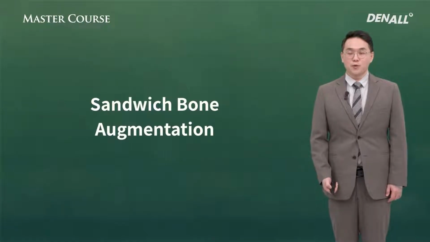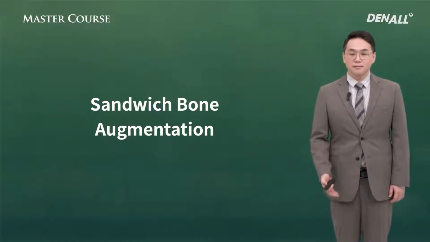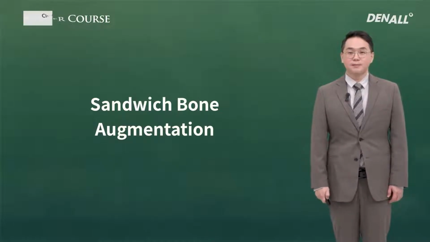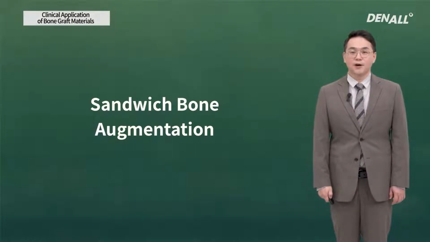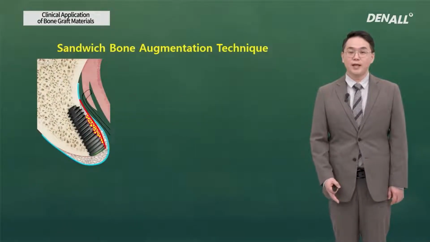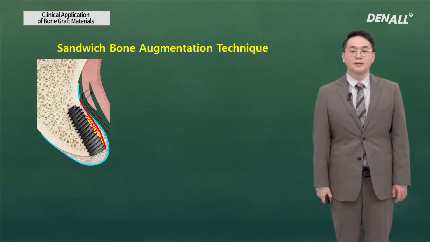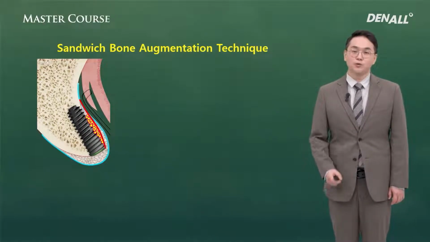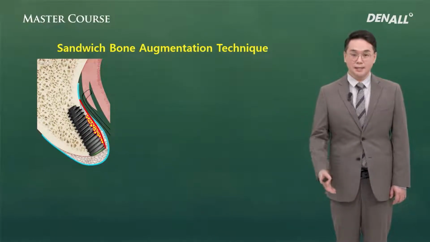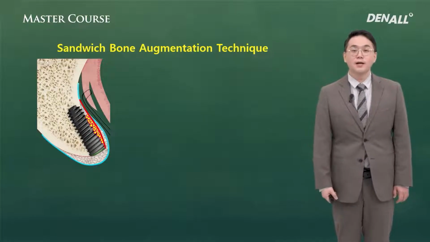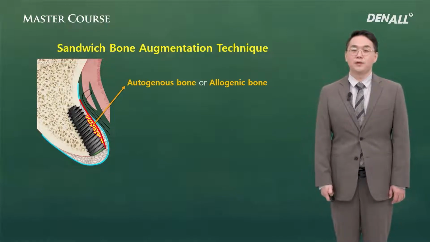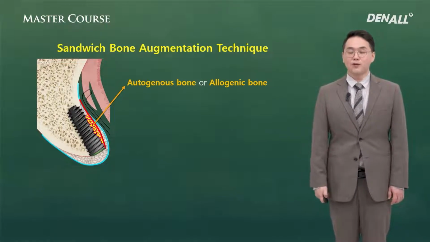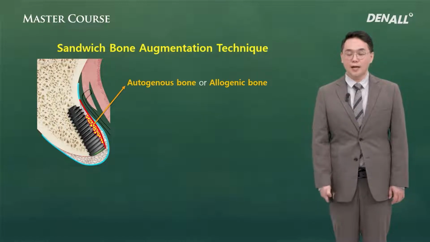Lastly, let me talk about the sandwich bone augmentation. I talked about the characteristics of two graft materials. The healing patterns of a human bone and xenograft differ. So for the GBR that covers the exposed implant, to maximize BIC, autogenous bone of the patient should be used, autogenous bone or allograft. But they are easy to be resorbed.